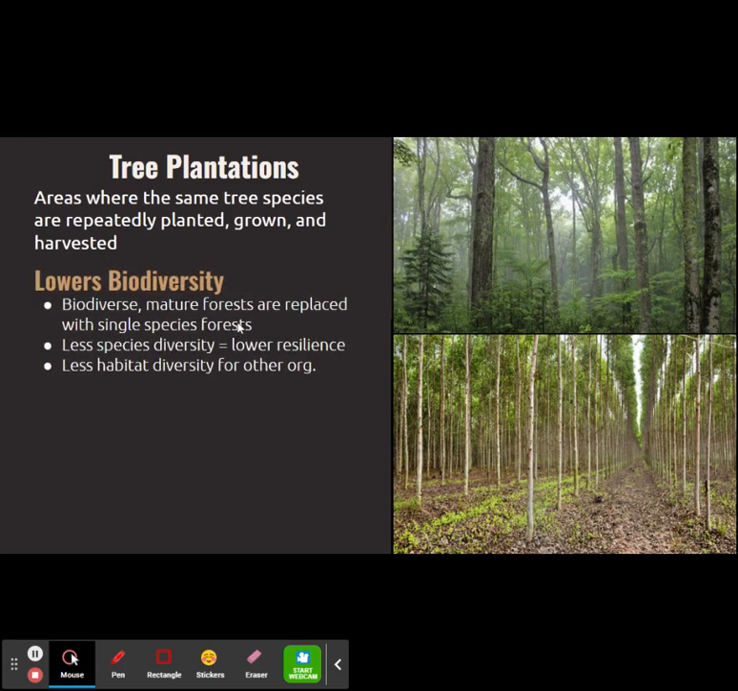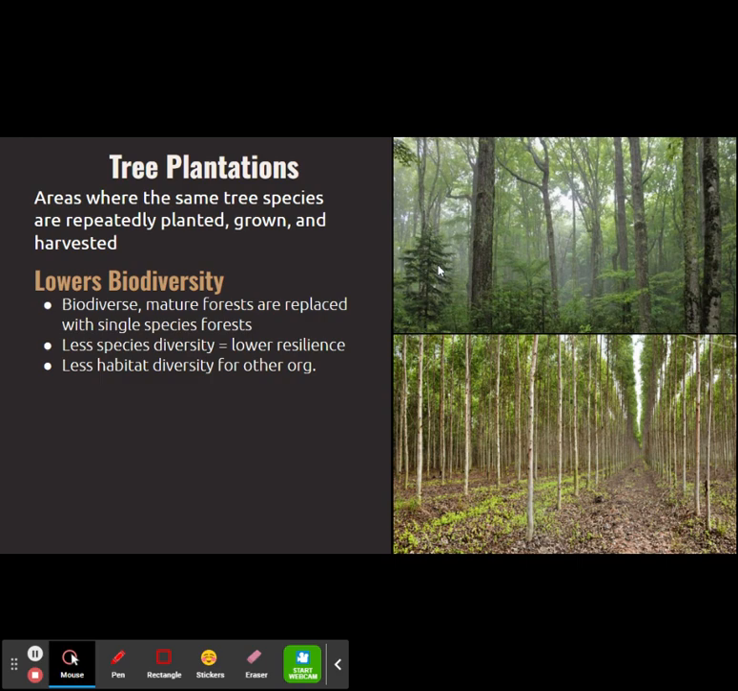So the problem with this is it greatly decreases species biodiversity. It replaces mature, diverse forests with stands of trees that are all the same species. This makes the forest more prone to disease or natural disasters, lowering its resiliency. And it also makes it a less suitable habitat for many animal and plant species that may not be able to use this tree as a resource for food or shelter.